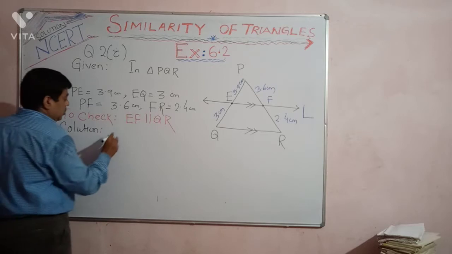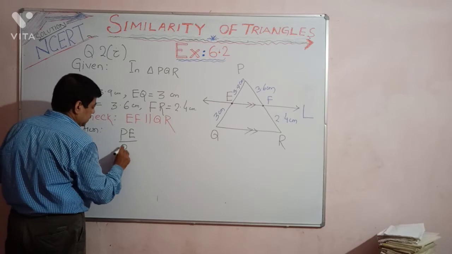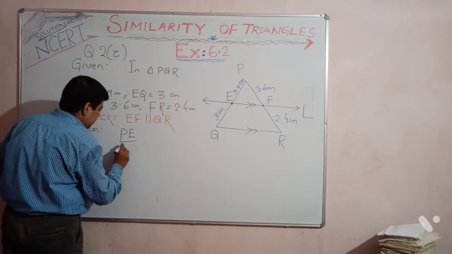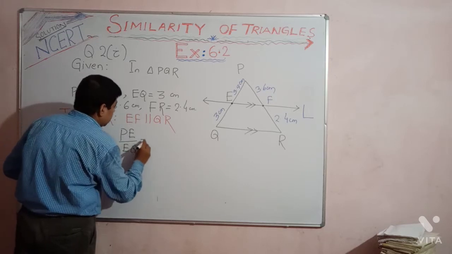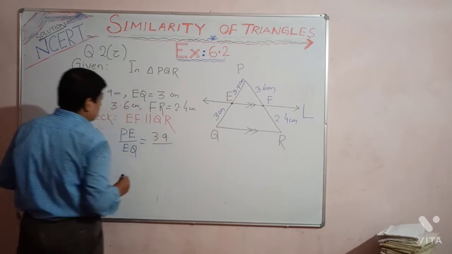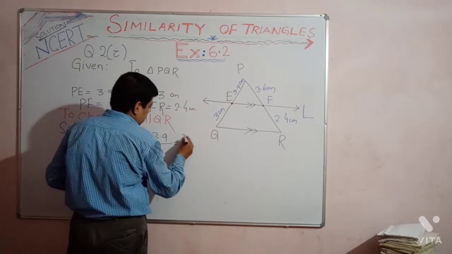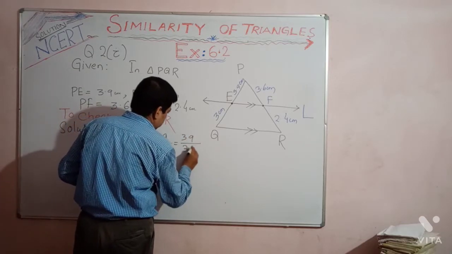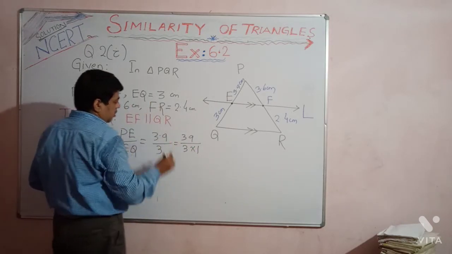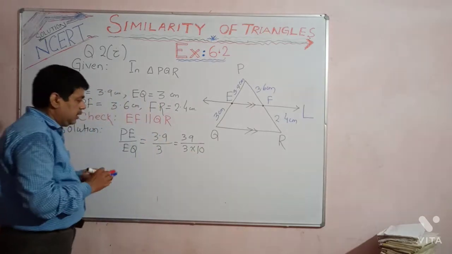Now, let us find PE divided by QE. PE divided by EQ. EQ is given, yes or no? What is the length of PE? 3.9 divided by EQ is equal to 3. Remove the decimal point, it will be 39 by 3 into, write down 1. The decimal part contains 1 digit, so you have to put 1 0. Is it clear?